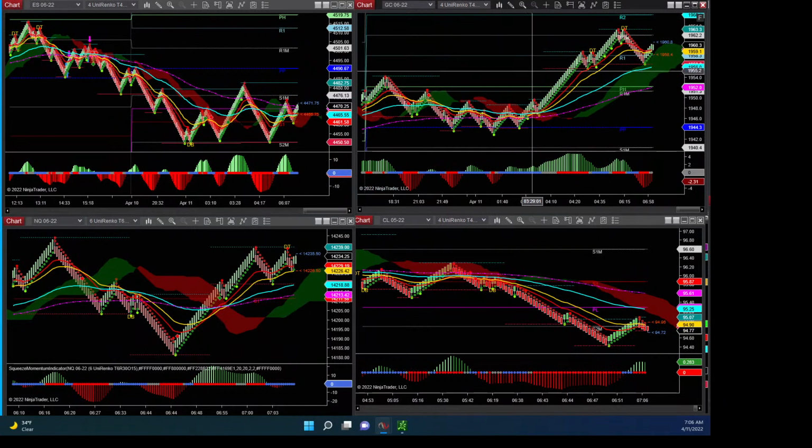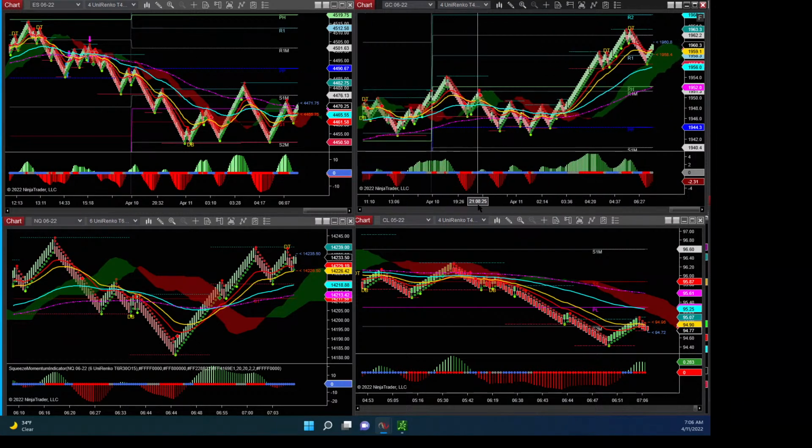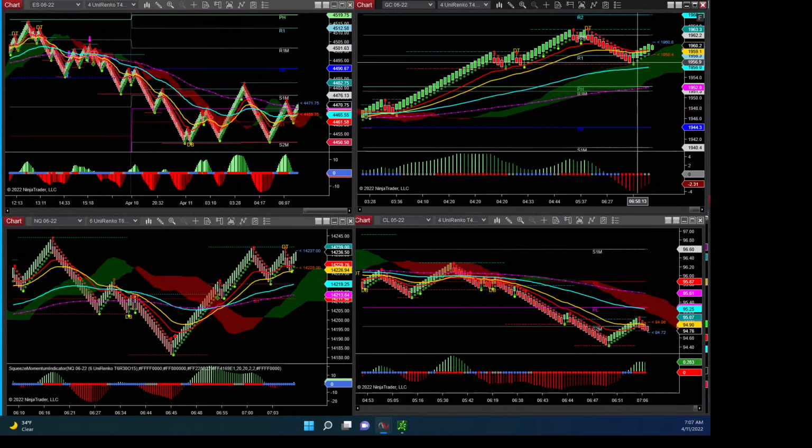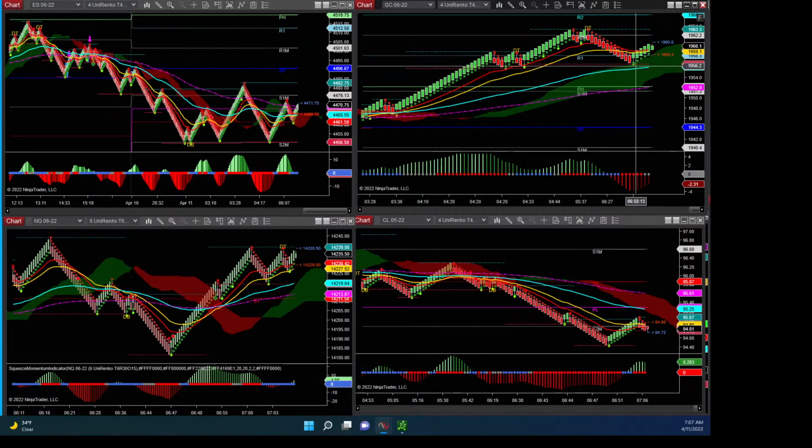Oil right here is moving up. Already made a move overnight from 2 a.m. all the way up to 6 a.m. Now it's consolidating here, bouncing out of the cloud. This one was a good entry actually. Came back down, touched the cloud, and then moved up. Only problem here is the momentum is not helping that much, but now it's moving.